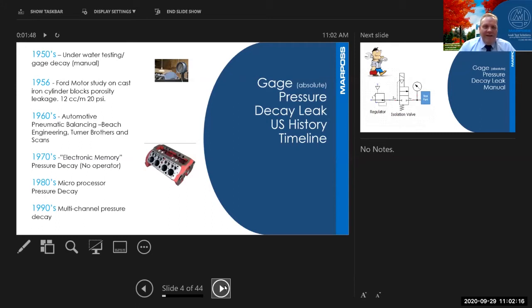In the 1960s, pneumatic balancing came into play. What that really did is it replaced the underwater dunk tanks and the manual gauge decay systems. These were a little bit better systems, but they were very difficult to maintain. The primary manufacturers of these systems in the 60s and the early 70s were Beach Engineering, Turner Brothers, and Scans here in the Detroit area. And this is kind of where it started in North America.